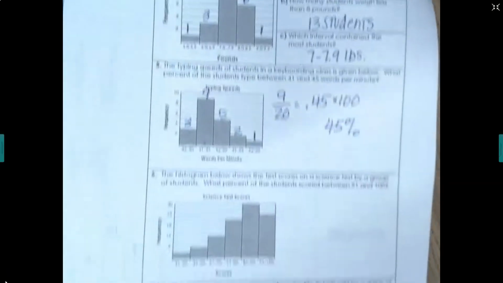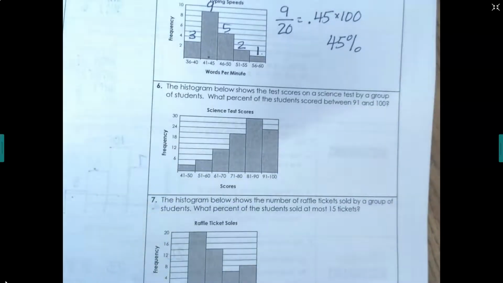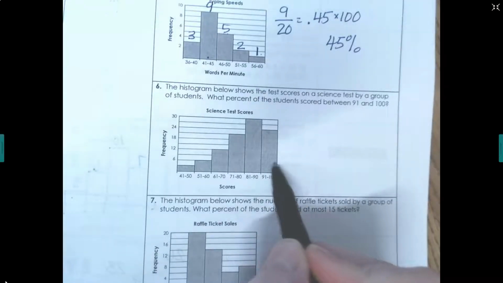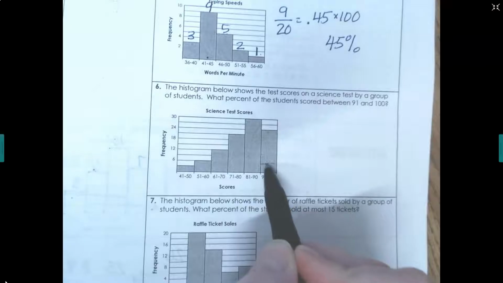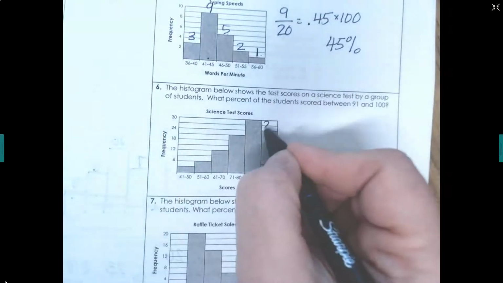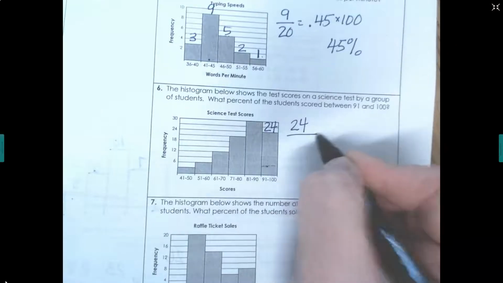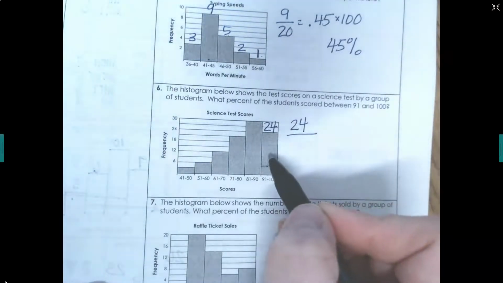All right, we're going to try a percent question again. So our next problem, number 6, the histogram below shows the test scores on a science test by a group of students. What percent of students scored between 91 and 100? So they want to know about this bin right here. Okay, in that bin, there are 24 people. So we know it's 24 out of some total. So we need to know the whole total. How many people took the test?